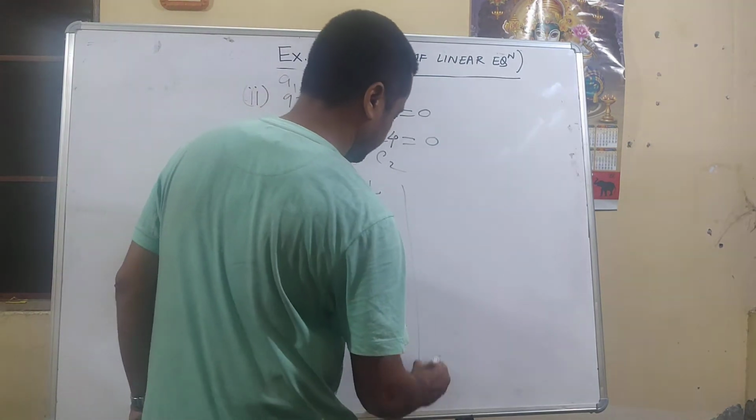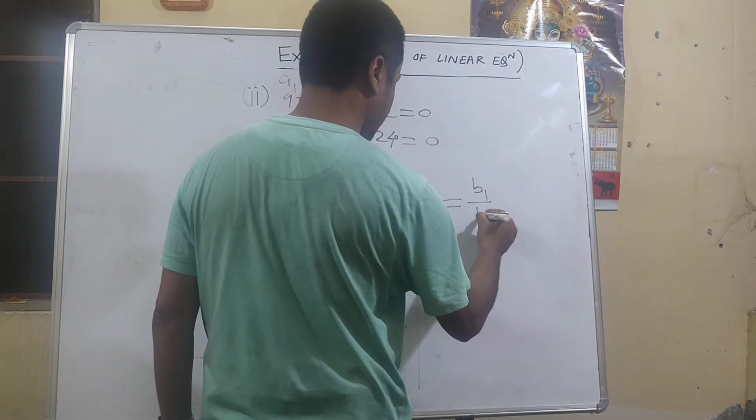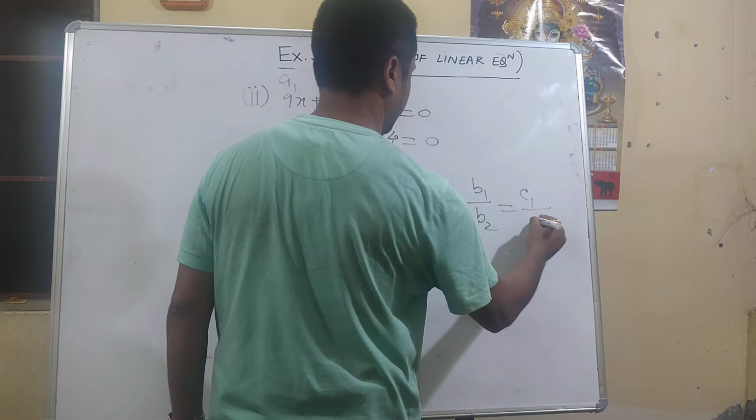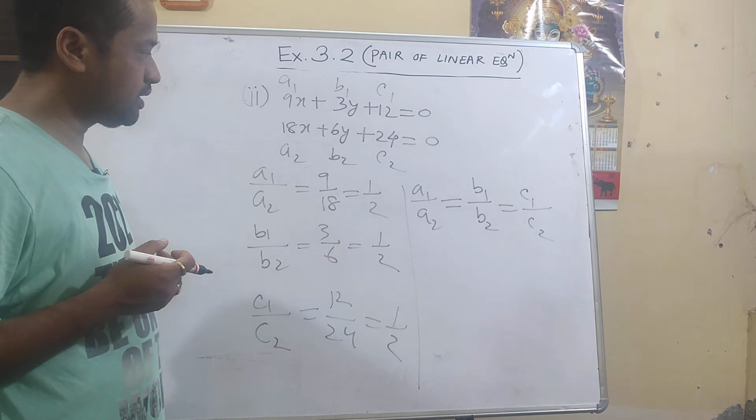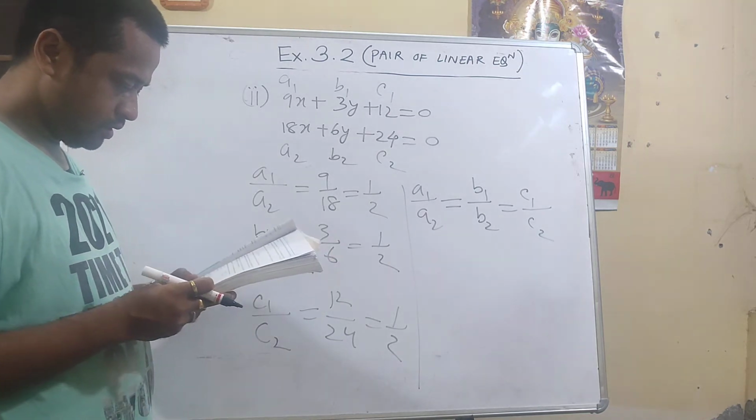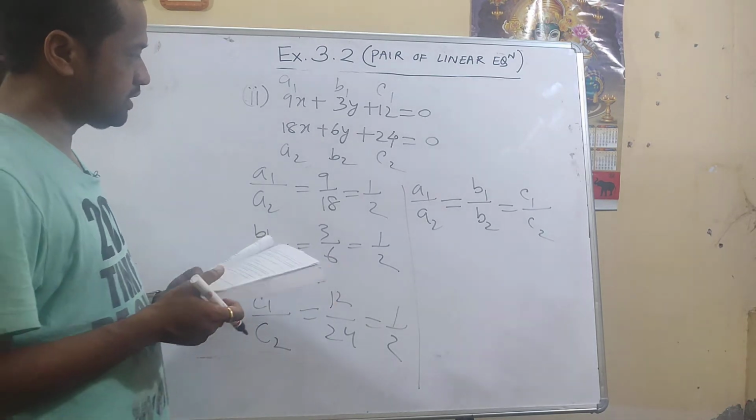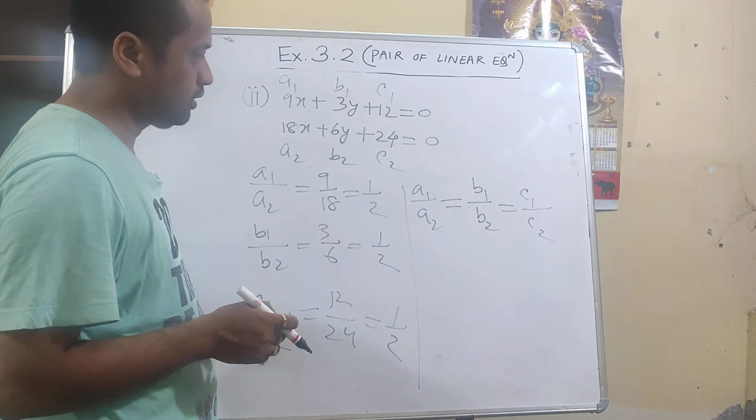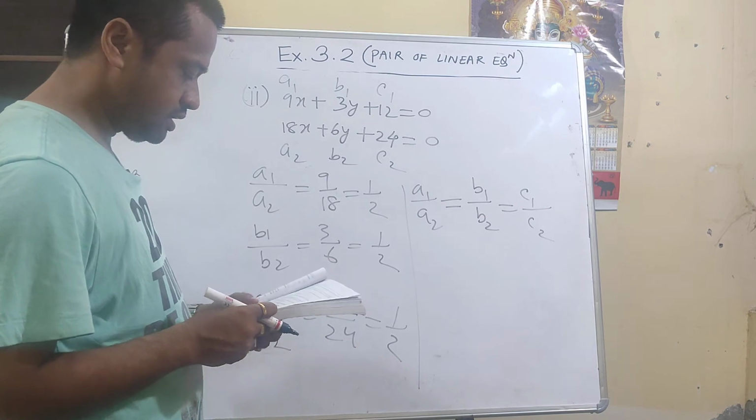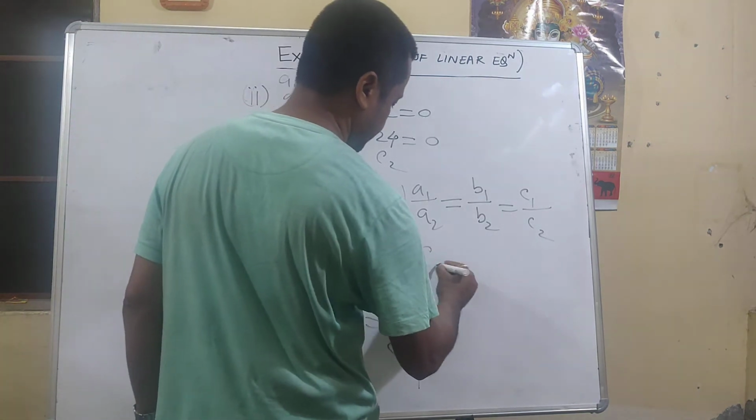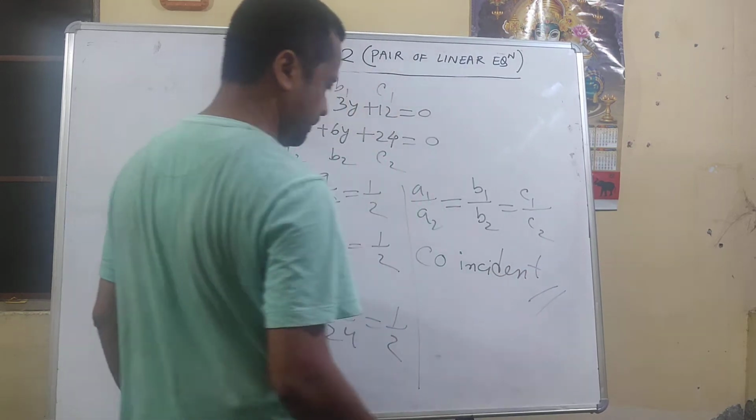So A1 by A2 is equal to B1 by B2 is equal to C1 by C2. So when A1 by A2 is equal to B1 by B2 is equal to C1 by C2, then these are coincident lines, that means like the same line.